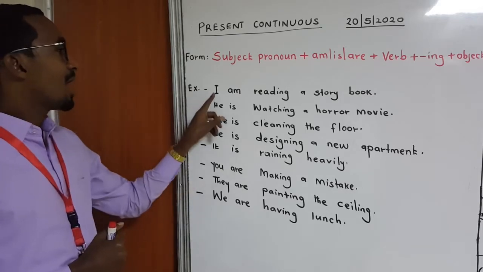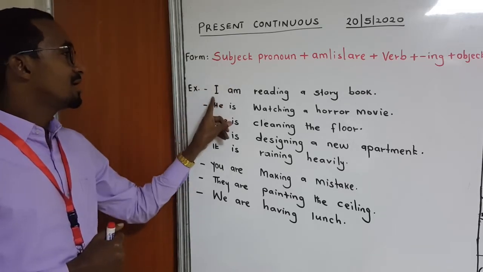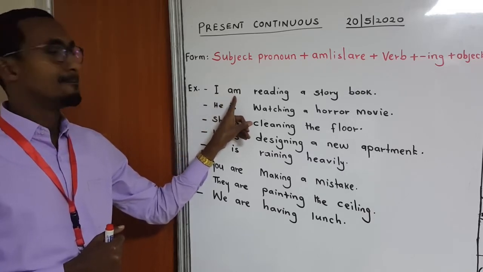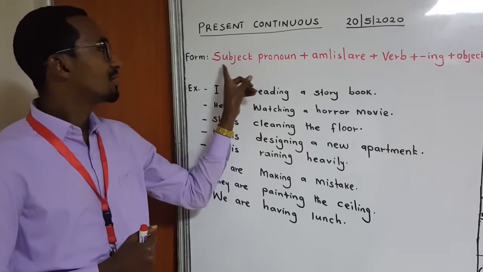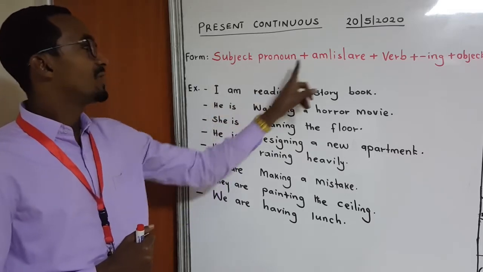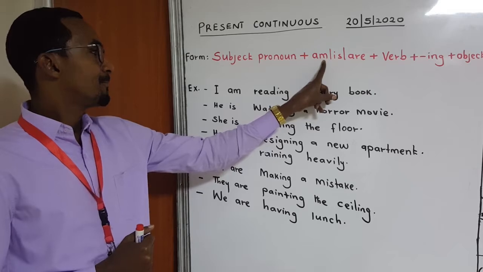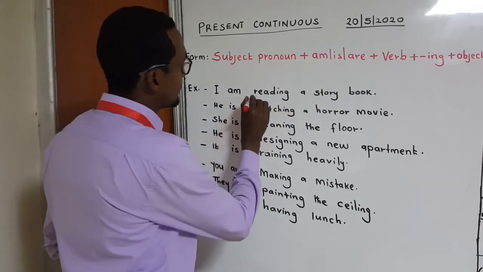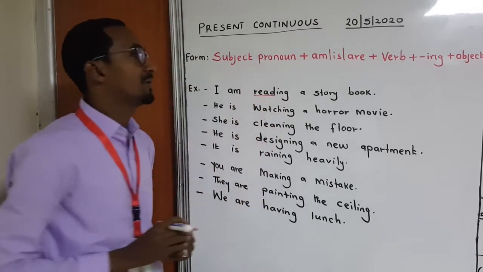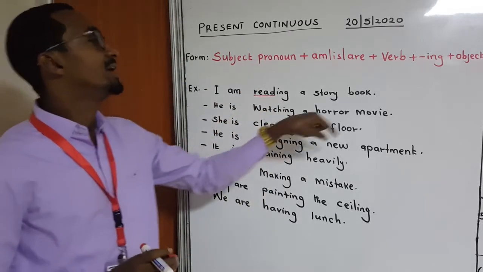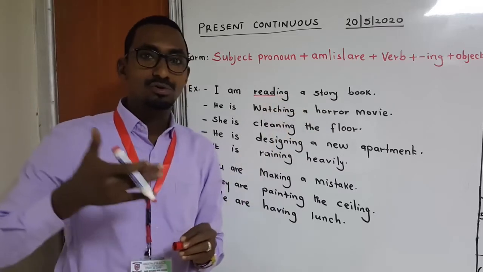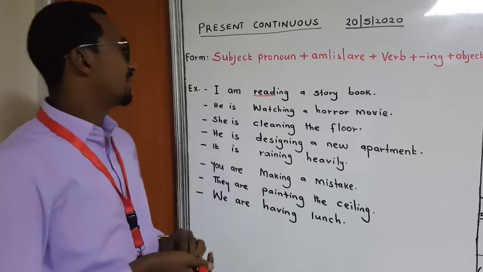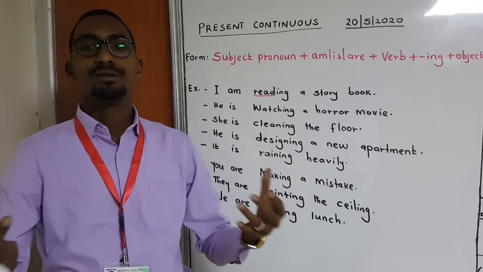Number one, subject pronoun I takes am. You can see here, subject pronoun is I, and then here we have am. Then where is the verb? Read. This is the verb. This is the base form of the verb read. Then I should add ing to make it continuous form. When I put ing, therefore it will become I am reading.